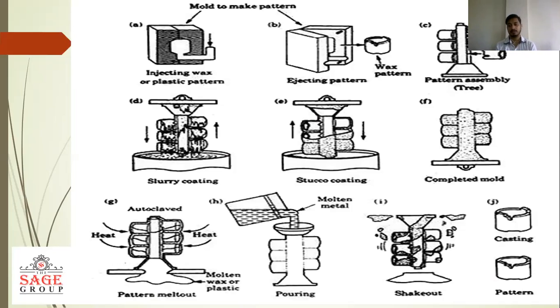Then the wax pattern is heated, and the wax is removed from the mold. Then after that, the molten metal is poured into the mold cavity, and then the casting is allowed to cool and solidify. After that, we break out the shell, and finally we get the casting. Right? So this is a complete investment or lost wax casting.